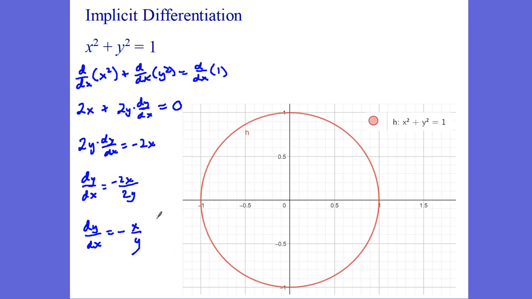Okay, and we can plug in different points. Let's say we plug in the point (0, 1): 0 for x, 1 for y. Take a look. The slope of that line is equal to negative 0 over 1. That slope is 0 right here. It is right at the top. The slope is 0. What about, let's see, what about at 0.5?